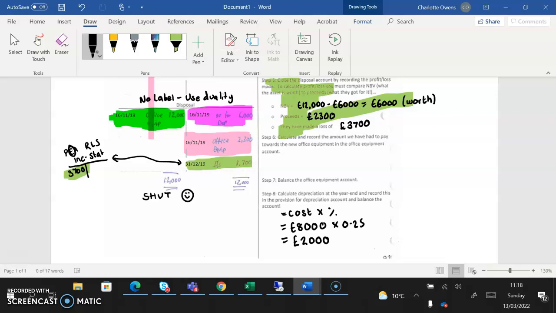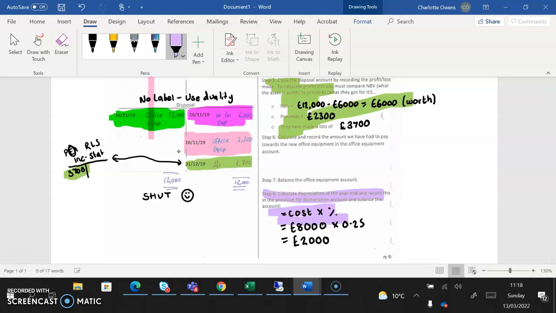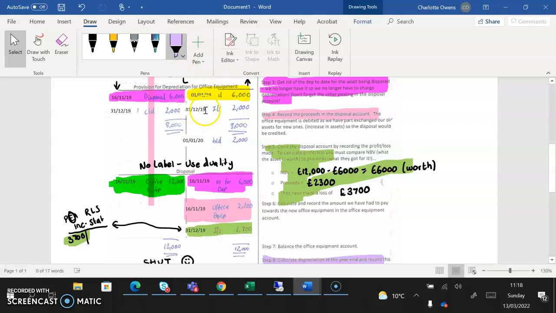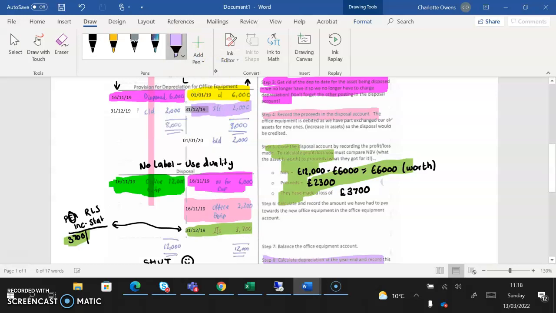So all I'm going to do now is record my depreciation in my depreciation account. Let's use that one, that's a nice colour. So I'm going to go back up to my depreciation account. Depreciation for the year is increasing by £2,000. And then I can balance the account and we can see it balances at 2,000. Now the final things to do are just do your extracts underneath.